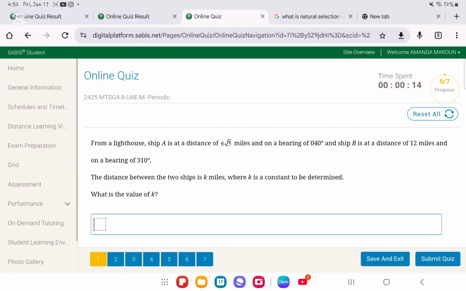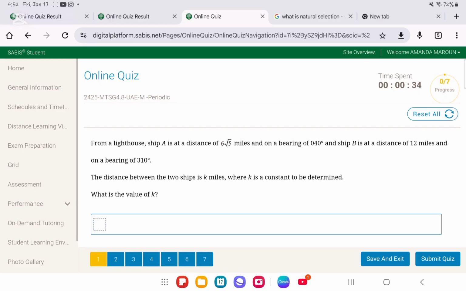So today I'll be explaining the Math Geometry Periodic Course Practice Quiz of section 4.8. So let us start with the first question. When we are dealing with chapter 4.8, we have to read very well, because if we don't read very well, we will make mistakes.